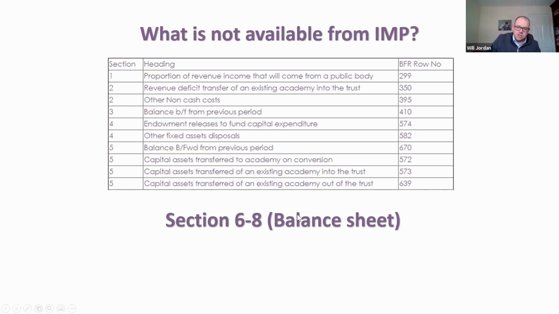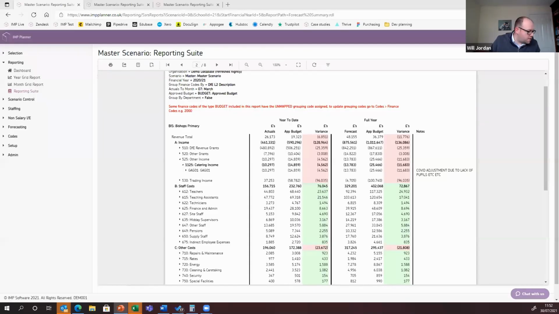So we don't do the balance sheet, which is section 6 to 8, which is cash reserves, provisions, things like that. And we don't do these, I think, 10 lines that are disclosure lines, basically, with kind of capital values transferred in, some of that stuff around balance sheet disclosures. So we don't do those. But what we do is everything else. So now let's show you our BFR template.